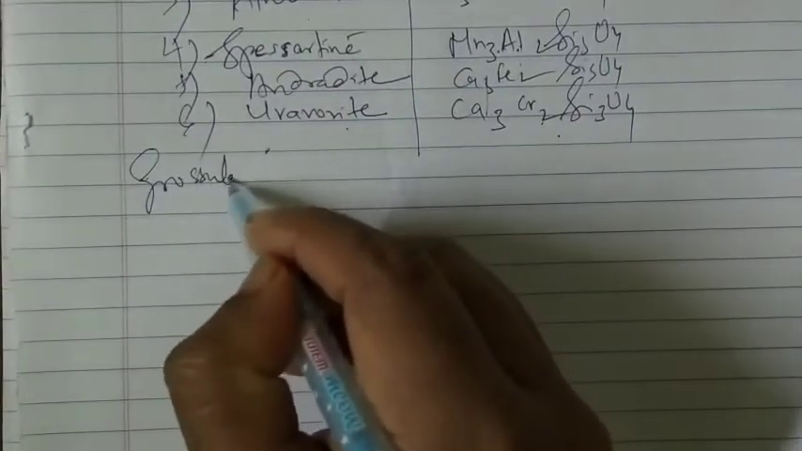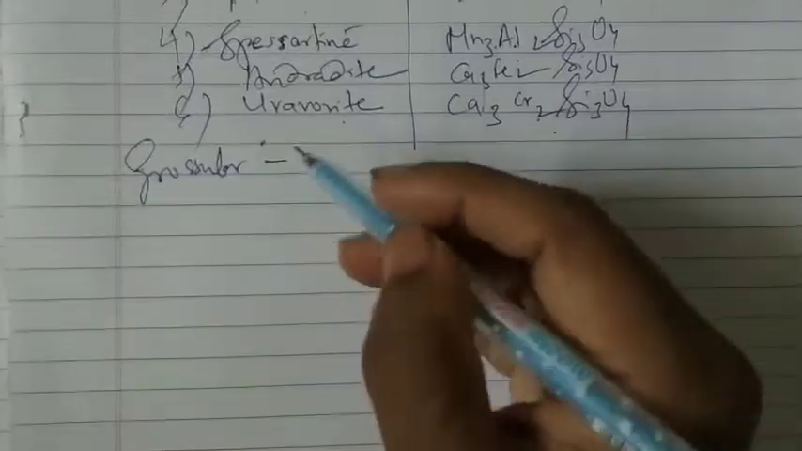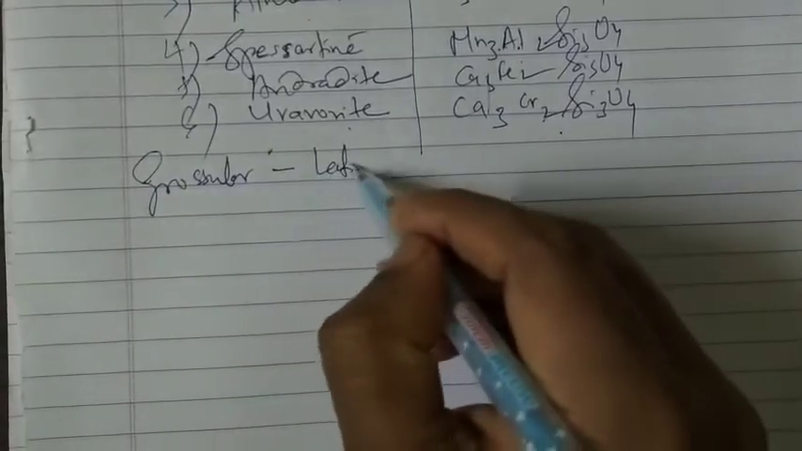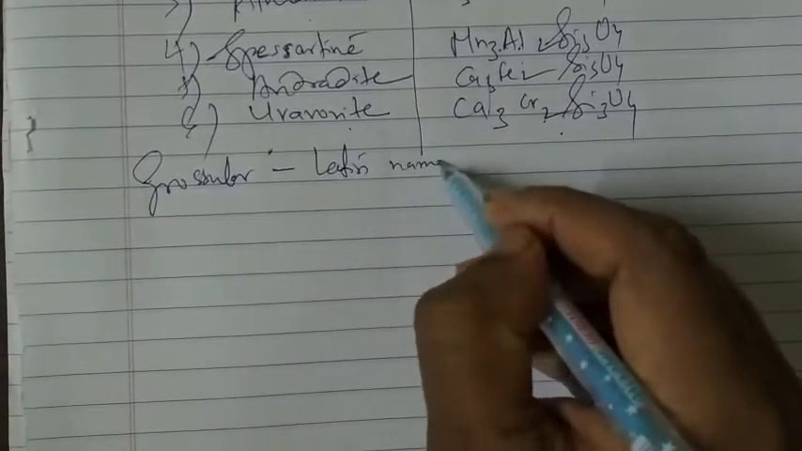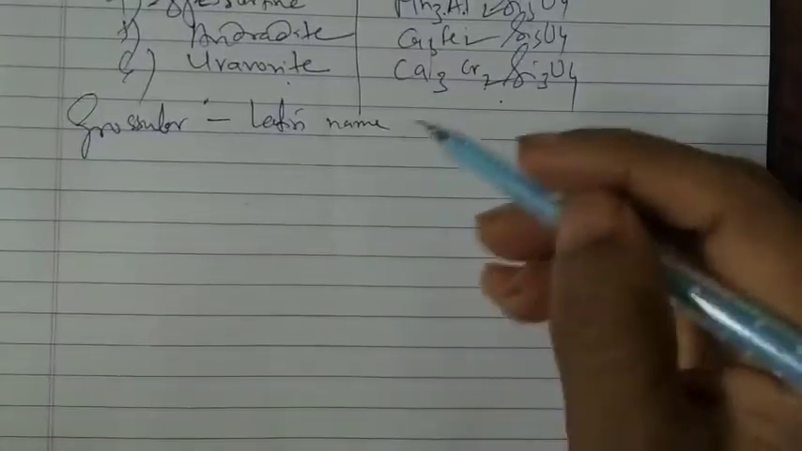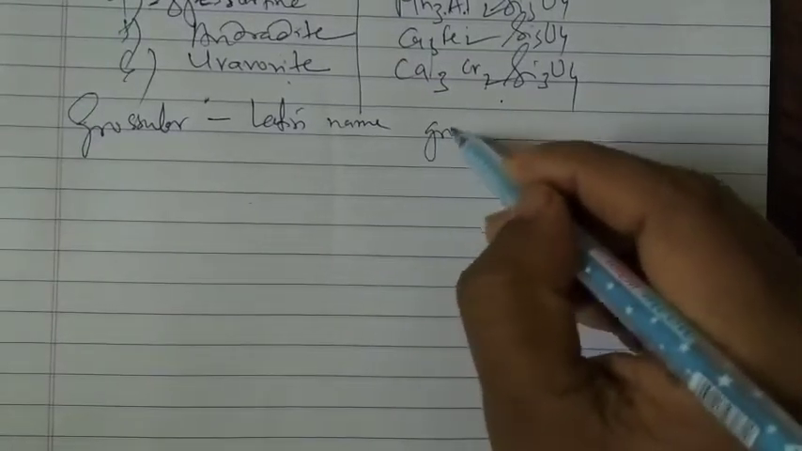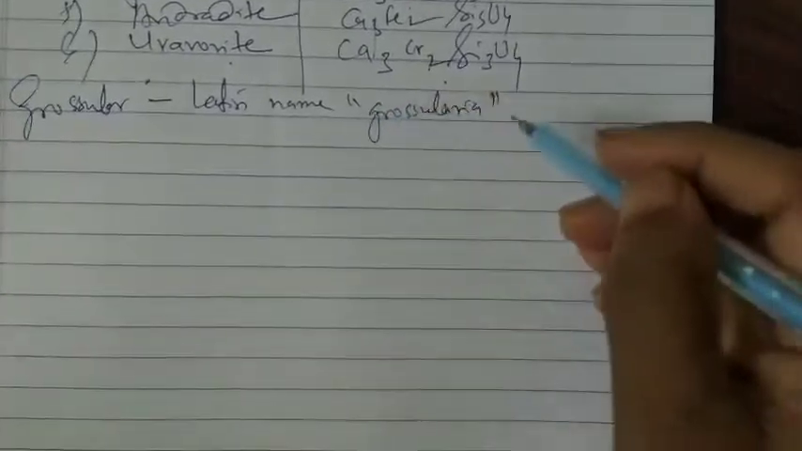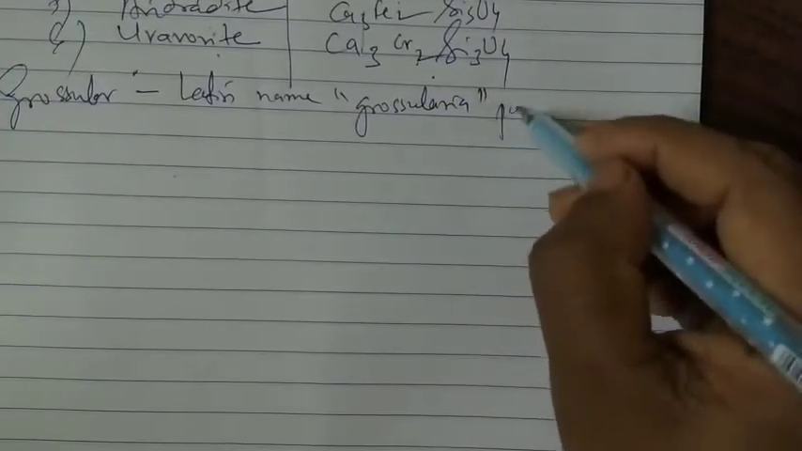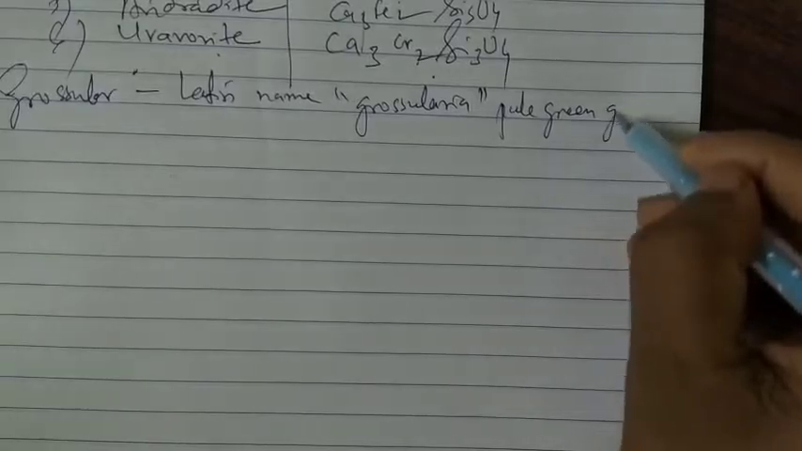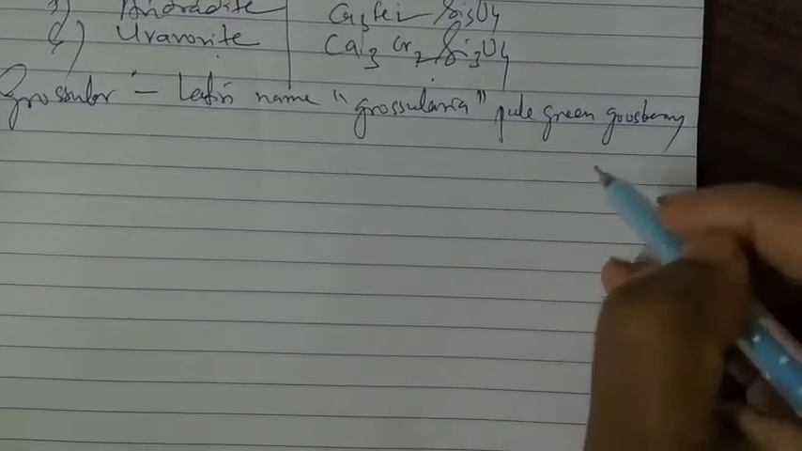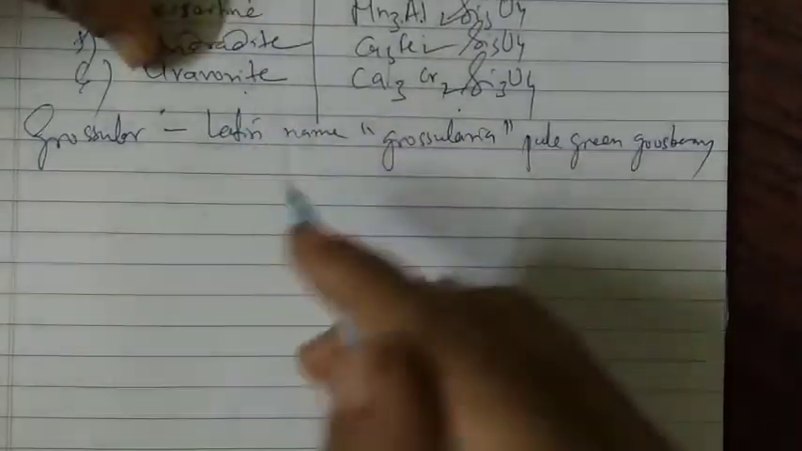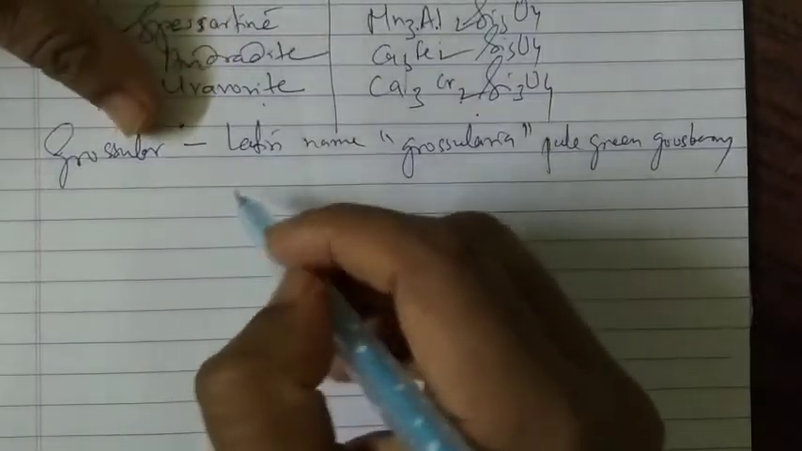Now if you see grossular, the first one we are seeing, it is a Latin name for this mineral, obtained from Grossularia, that is the pale green gooseberry. So it is obtained from this, a Latin name here.